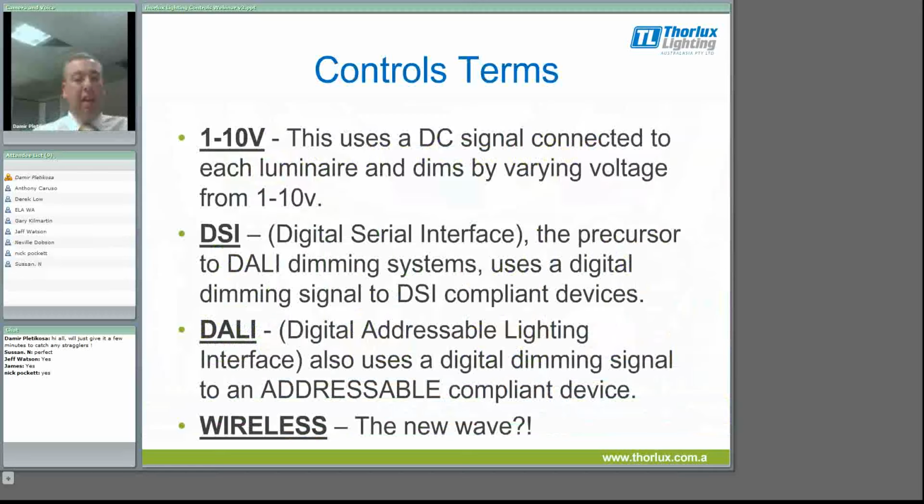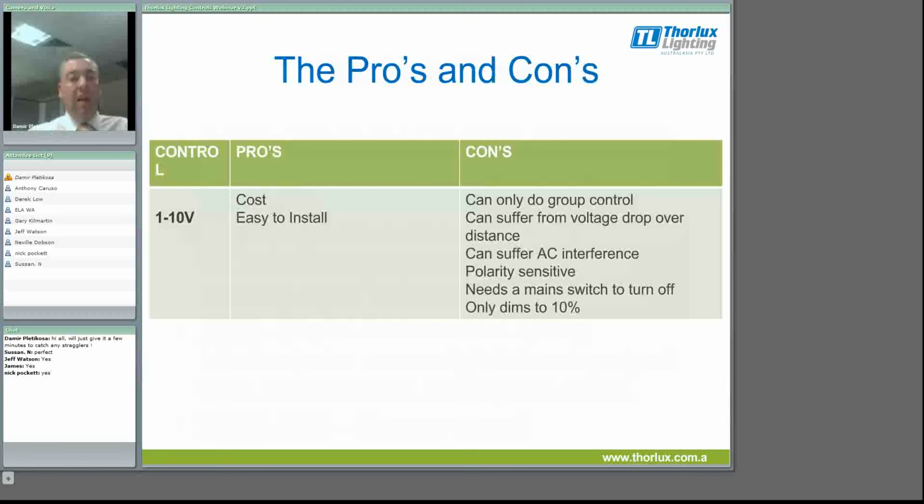DALI stands for Digital Addressable Lighting Interface, so it also uses a digital dimming signal but to addressable compliant devices. And the last one is wireless, so this is quite a new technology. Everybody is trying to work on wireless controls at the moment, so we think that may be the next big thing. The pros and cons of these systems.